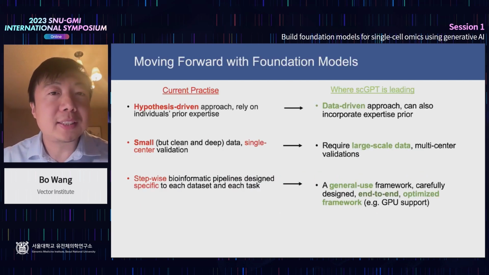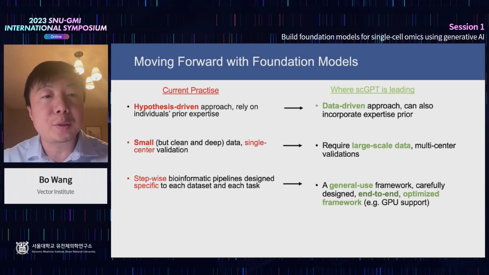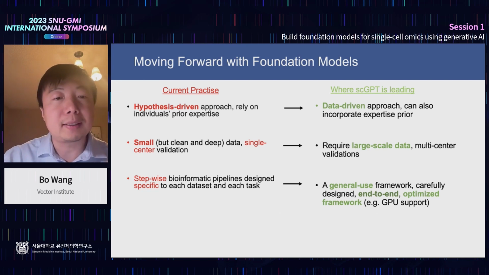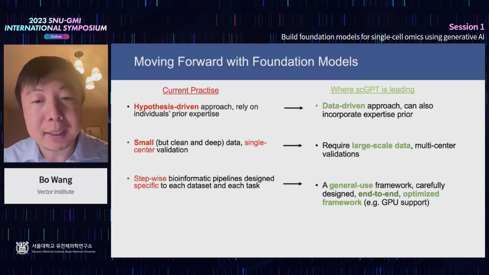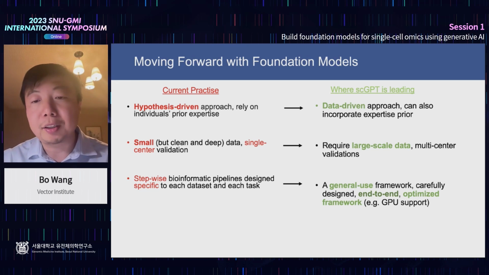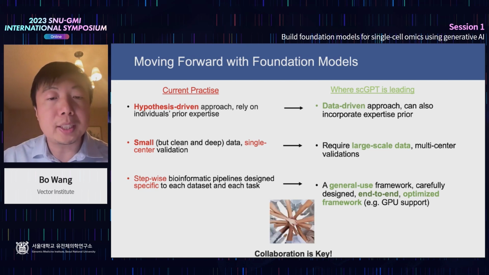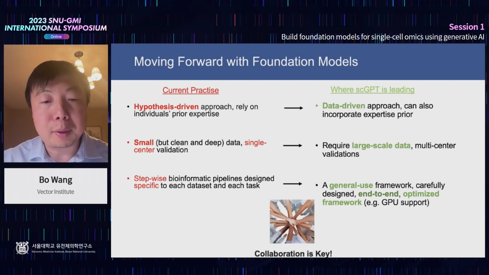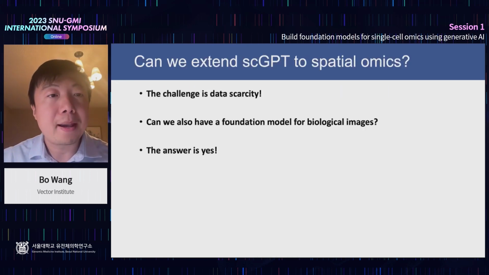The purpose of foundation models, particularly scGPT, is that we want to see a paradigm shift. Particularly, we want to move from a hypothesis-driven approach to a data-driven approach. Many current practices rely on small, single-center validations. With scGPT and the Human Cell Atlas, we want to move to large-scale multi-center validations with a general-use framework with end-to-end hardware such as GPUs. To achieve such a paradigm shift, the collaboration between biologists and computer scientists is really essential.